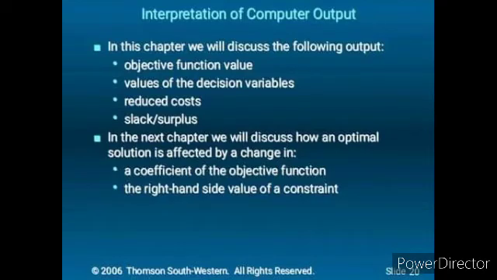Interpretation of computer output. In this chapter, we will discuss the following output. First bullet, objective function value. Second bullet, values of the decision variables. Third bullet, reduced cost. Last bullet, slacks or surplus. In the next chapter, we will discuss how an optimal solution is affected by a change in a coefficient of the objective function. And last bullet, the right hand side value of a constraint.